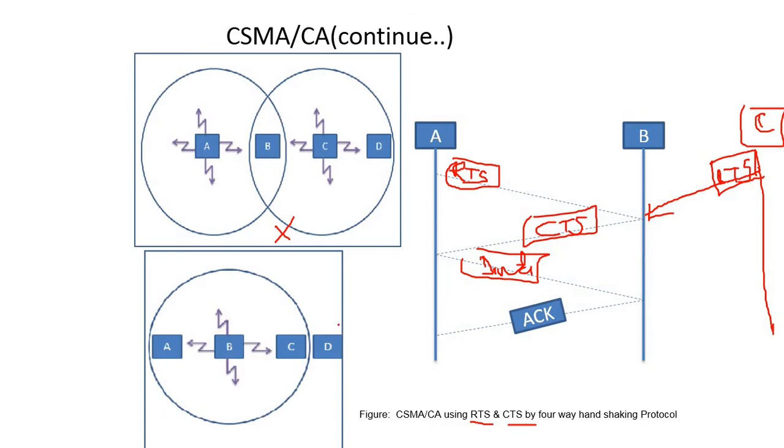Same thing, we are able to solve the exposed station problem also by using RTS and CTS. So that is everything about medium access control. We have discussed Aloha techniques, pure Aloha and slotted Aloha. We have discussed CSMA techniques: CSMA, CSMA/CD and CSMA/CA. So up to this moment we have covered all the theory topics related to computer networks.